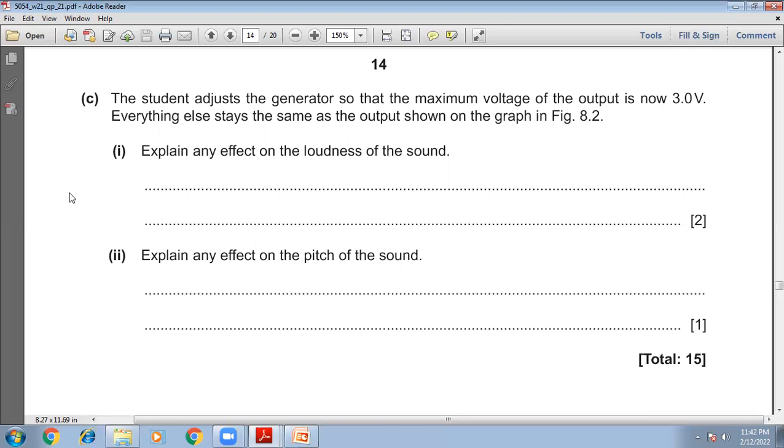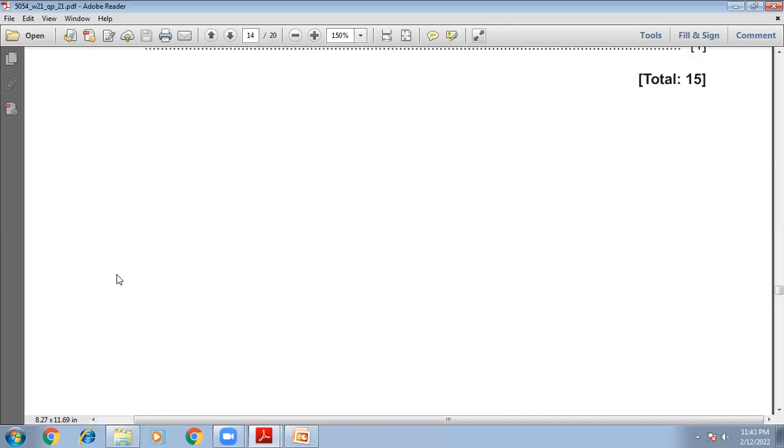And you know the pitch depends upon the frequency. Higher the frequency, higher will be the pitch. Less the frequency, the lower will be the pitch. So because when you change the voltage, the time period does not change, the frequency does not change. So the pitch of the sound will remain unaffected. There will be no change in the pitch of the sound.